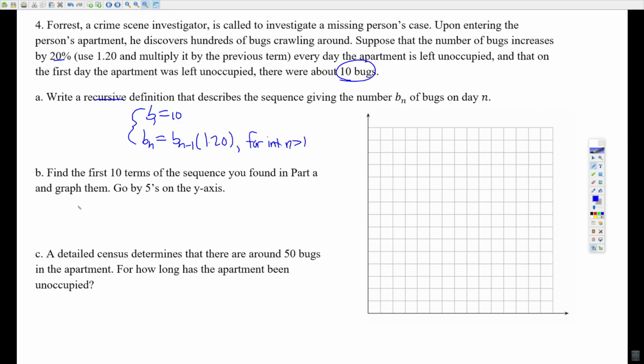Okay, so we'll go ahead and do the first 10 terms. You do 10, then you multiply that by 1.2 every time. And you can round it if you need to. 12 times 1.2 is 14.4. Times 1.2 is 17.28. So we're going to do the first 10 here. You write them all out, and you would plot them over here.